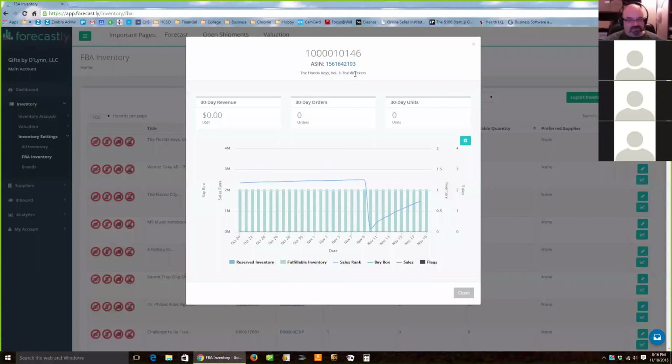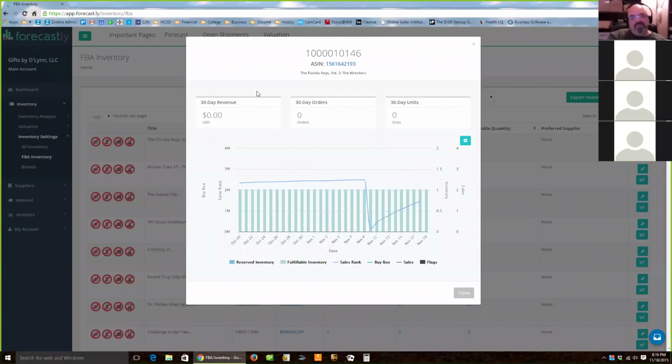This is an old book I've had there forever. I've only got one. It's been there for probably 2 years and hasn't sold. So pretty dismal there. And you can tell by the sales rank. Looks like somebody sold one November 9th. But then it's climbing right back up to nobody selling it.